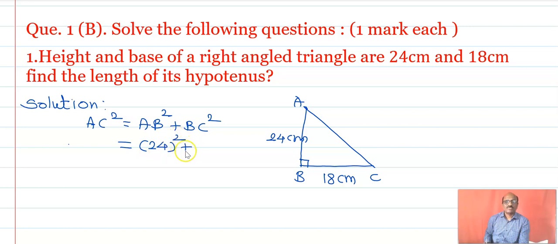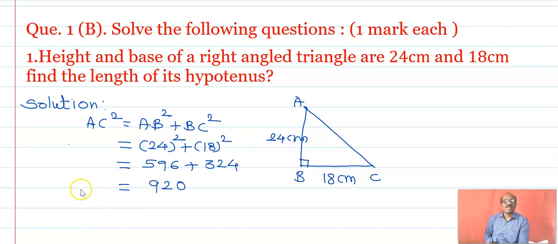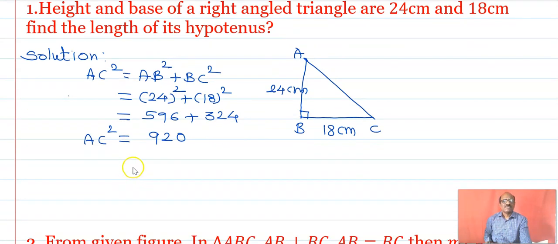Now AB square means what? 24 bracket square plus 18 bracket square. आता 24 चा स्क्वेअर किती येणार 576 प्लस 18 चा स्क्वेअर 324. If we add it, then what you will get? That is 900. This is AC square is equal to 900. Then you can find its square root, that is directly the number, and keep this as it is. That is equal to root of 920.